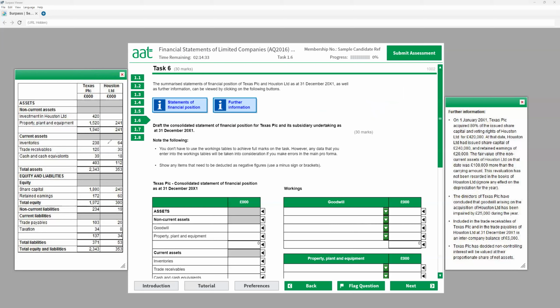So the financial statement is quite straightforward. We have PPE, inventory, receivable, cash and cash equivalent, share capital, retained earnings, trade payable, taxation. Few things we just need to add. For example, the PPE, we just need to add these two.